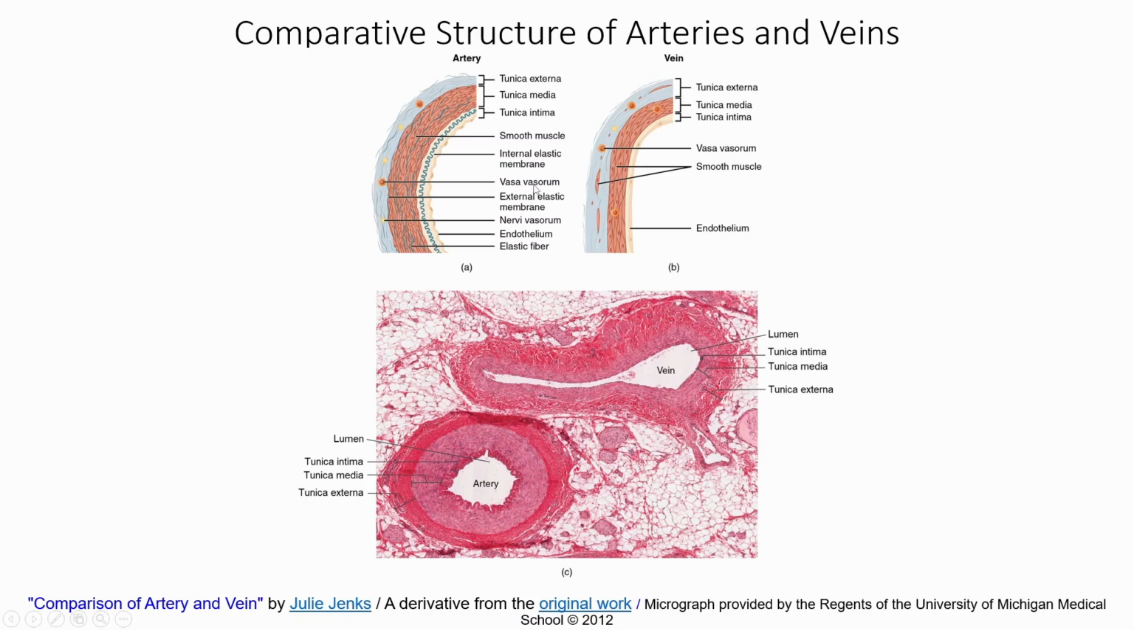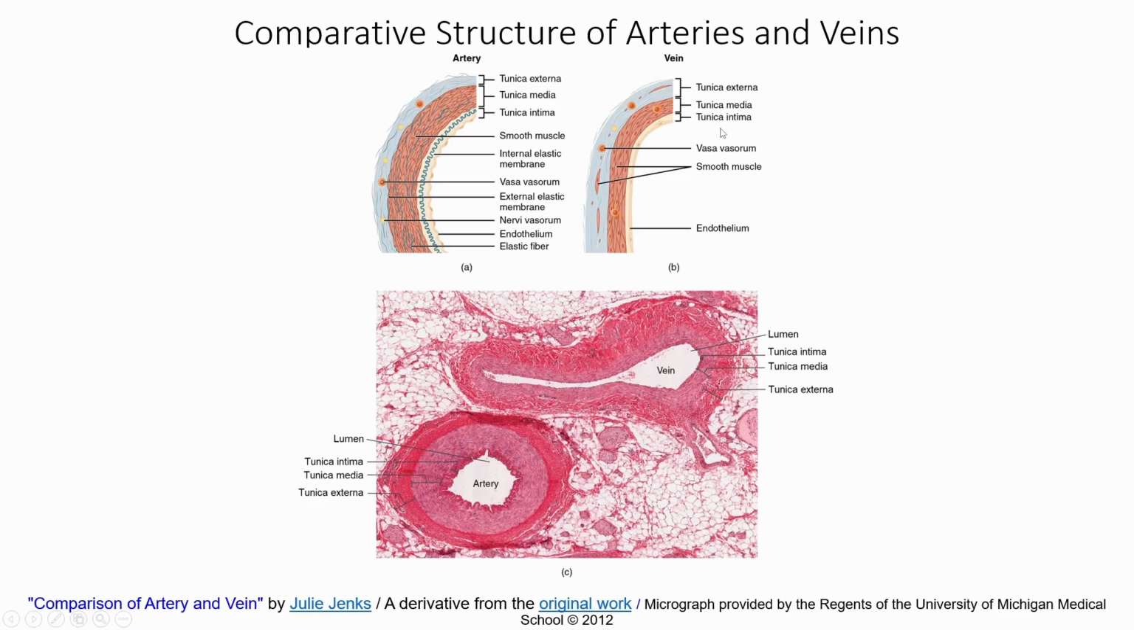And that's going to have the vasa vasorum and nervi vasorum. So we're looking at little tiny blood vessels and little tiny nerves that are going to come through the tunica externa. We do see a little bit of smooth muscle in the externa, but not a whole lot. Generally, if we're thinking smooth muscle, we're thinking tunica media. We notice we have a very thick muscle layer in the artery.